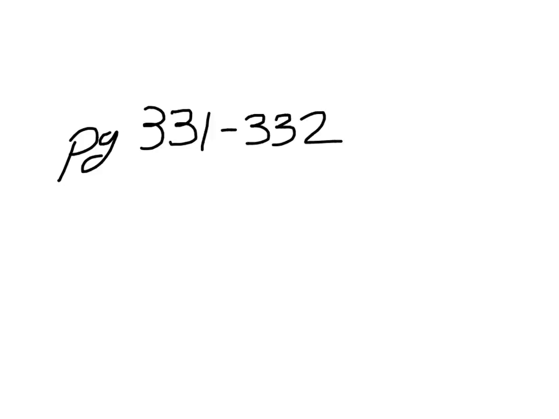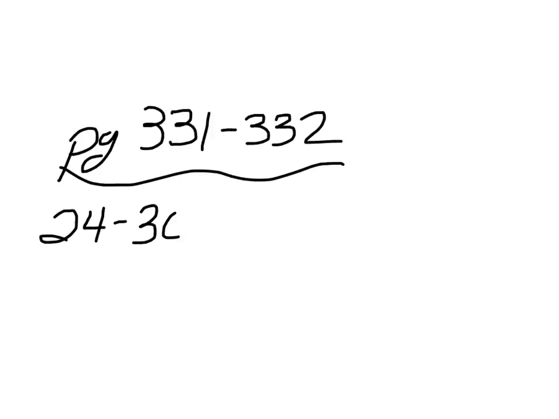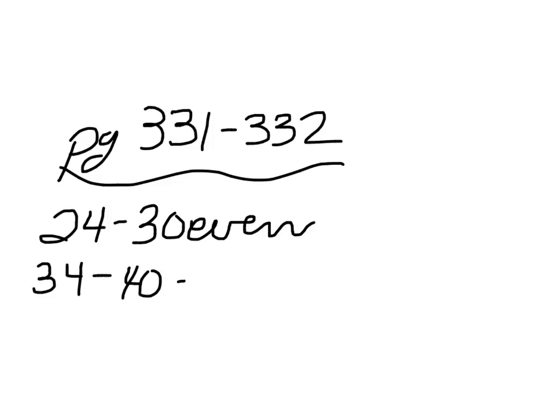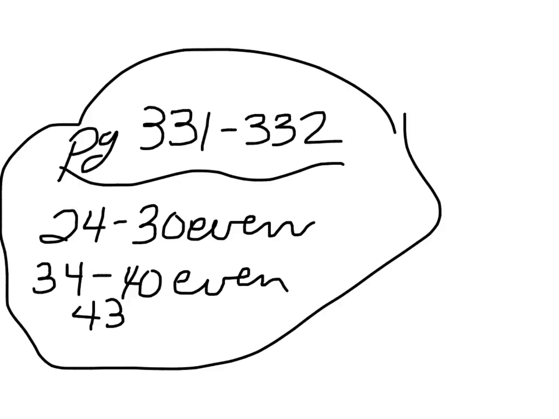Okay, so here's what I got for you, if you guys are okay with it. And don't hate me too much. 24 to 30 even. 34 to 40 even. And 43. On the 24 to 30, that's the condense. So you're going to bring it down into 1. Then 34 to 40 is the change of base formula. Or if you have a newer calculator that has log base, you could just use that. And then 43.